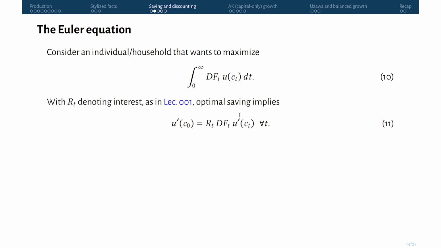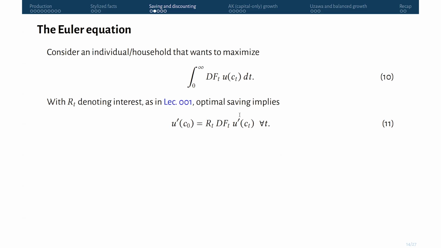Okay, so what else do the facts imply? Given that we've established a constant savings rate, we can say something about people's utility. Consider an individual or a household that wants to maximize its utility, or in particular, the integral over time of its discounted flow utility at each time. Right, we thought about this problem yesterday a bit.